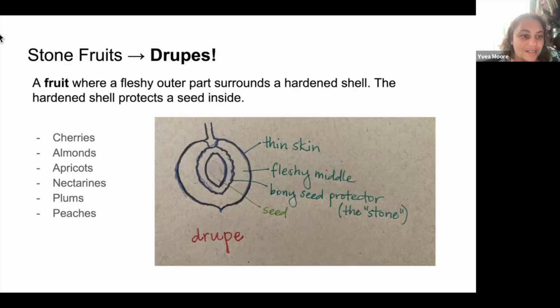Any questions about this? Cherries, nectarines, plums, peaches, all those are very intuitive. But what about the almond? Because almond has a shell, right? Maybe it doesn't have the fleshy part, but what do you buy in the store, an unshelled almond? I think it's the bony seed protector part that's the shell that you then could crack open to get the almond. That's right.